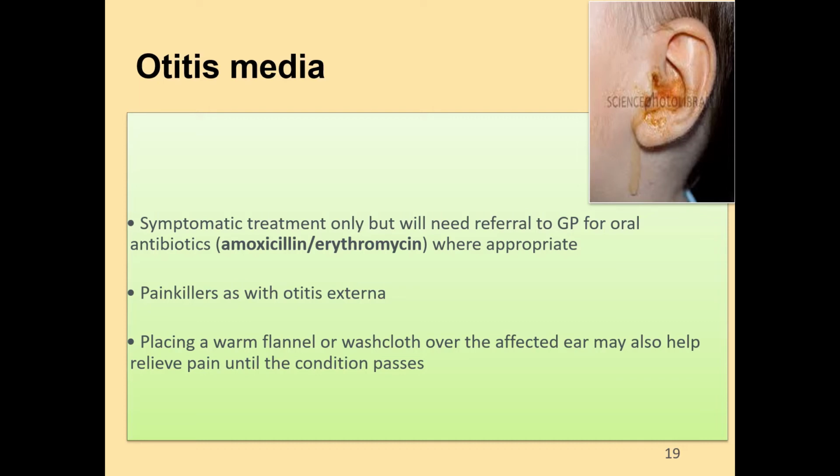So usually you may offer some symptomatic treatment for the pain, but we'll usually need referral to the GP for patients that are indicated to have antibiotics. Antibiotics used are usually amoxicillin, or in penicillin allergy it would be erythromycin. You can offer painkillers for the pain and the fever, and a non-pharmacological treatment could be a warm flannel or face cloth over the ear, which can help relieve the pain.